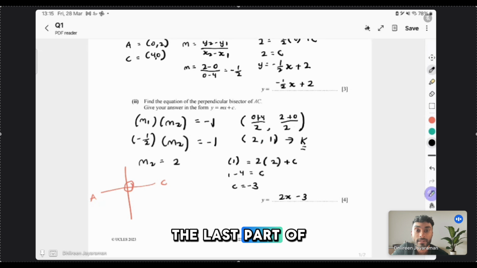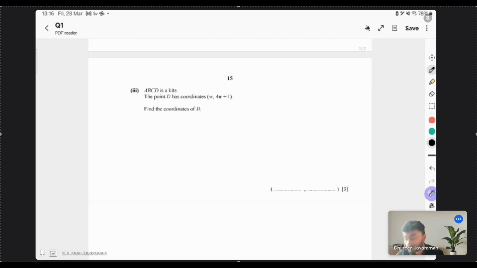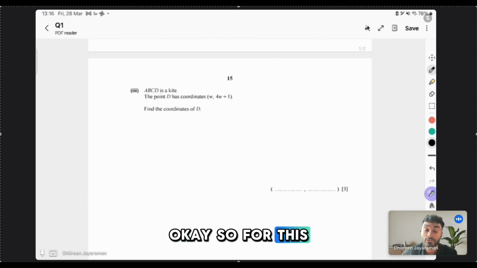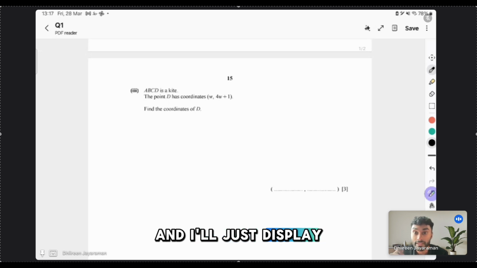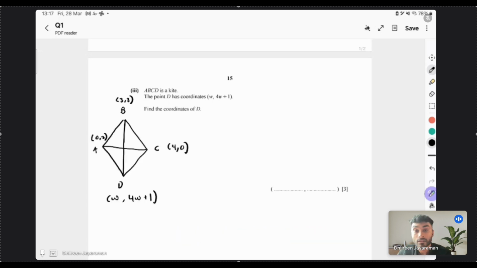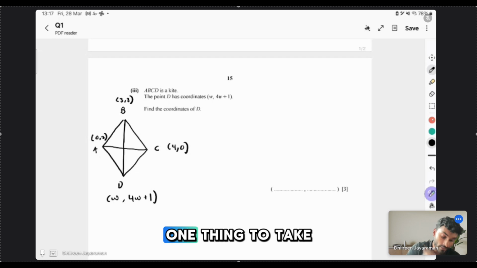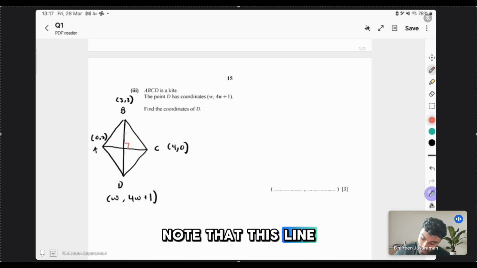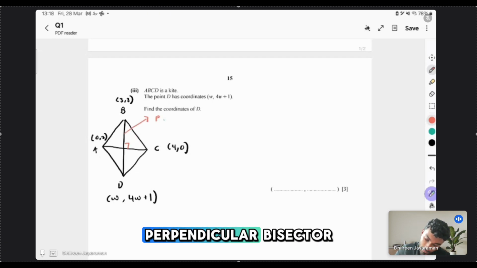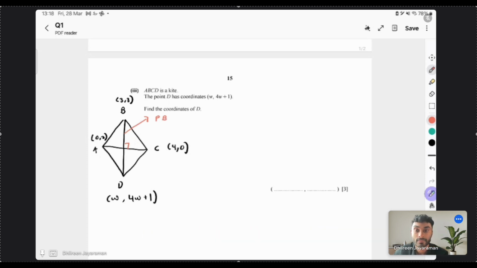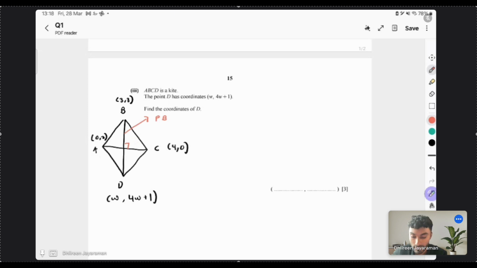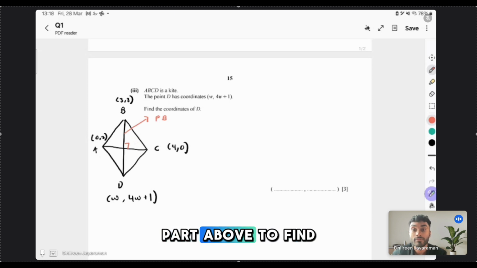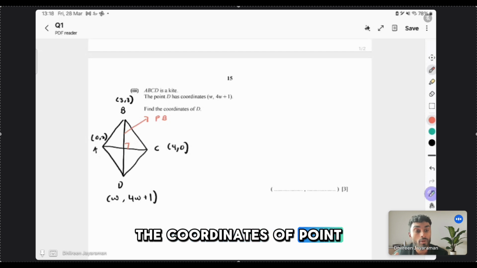So let's move to the last part of the question. Okay, so for this question, they are stating that ABCD is a kite. So we already have points A, B, C, D, and I'll just display it in this question right now. So this is the kite that we have. One thing to take note of is that this line here is actually the perpendicular bisector. So we have the equation of that line, so we can use our answer in the part above to find the coordinates of point D.